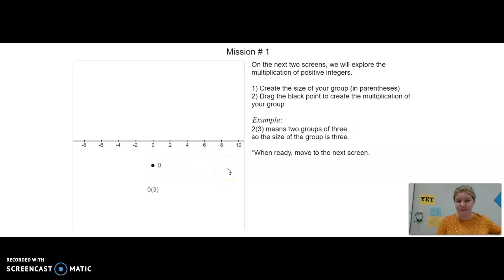And we looked at a lot of this with Mr. Hawley yesterday. We're just going to reinforce it a little bit more today with this lesson. So I'm going to move to the next screen.